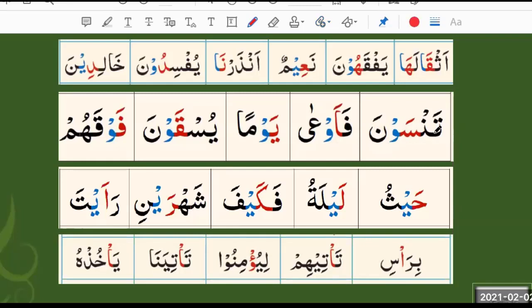A'udhu billahi minash shaitanir rajim. Bismillahir rahmanir rahim. Assalamu alaikum. As a man said, it's not a'udhu, it's a'udhu with a hamza and an ayn, a'udhu billah. Should I read it again? Yeah. A'udhu billahi minash shaitanir rajim. Bismillahir rahmanir rahim.